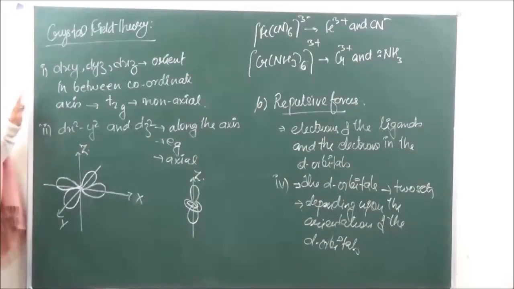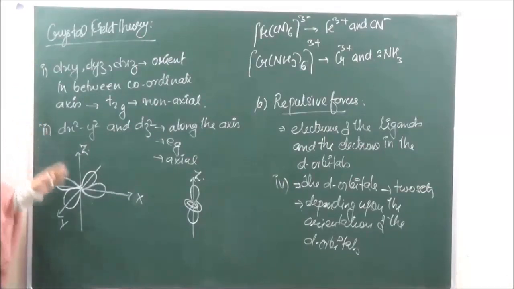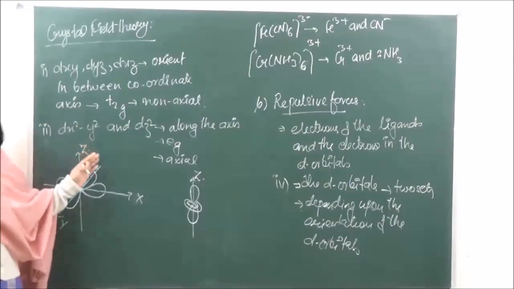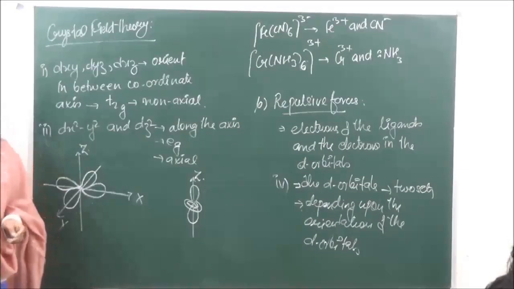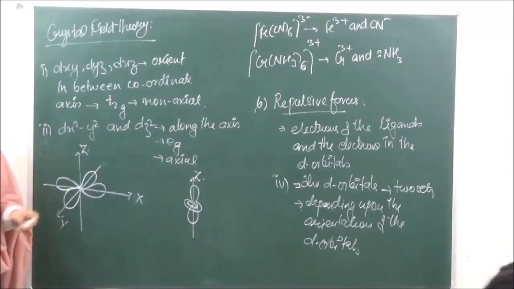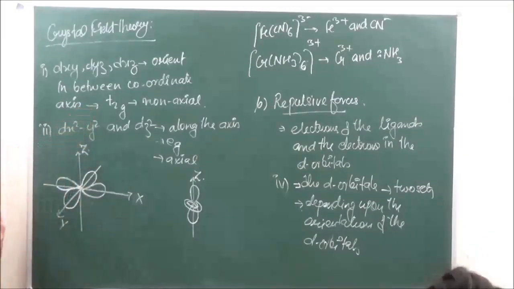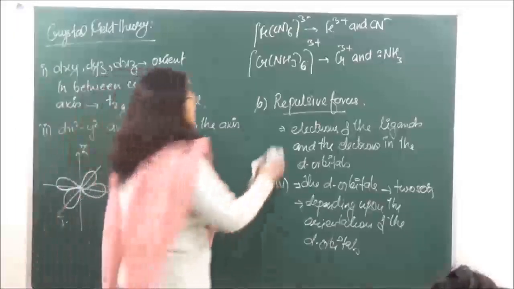So the ones which are not orienting along the axis but are orienting in between the axis are known as T2g. There are 3 orbitals, and the other ones are known as Eg, and they are going to be 2 orbitals. And these are known as axial, the other ones are going to be known as non-axial. Is it clear? Now, what are we saying? What is happening over here?